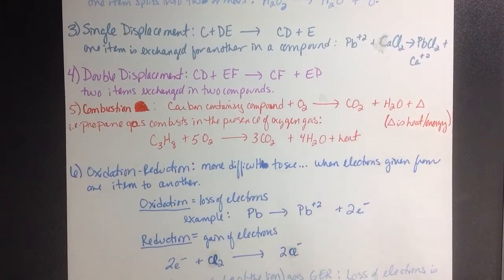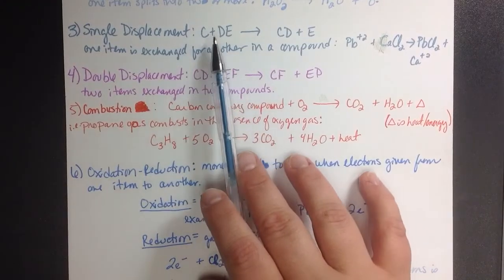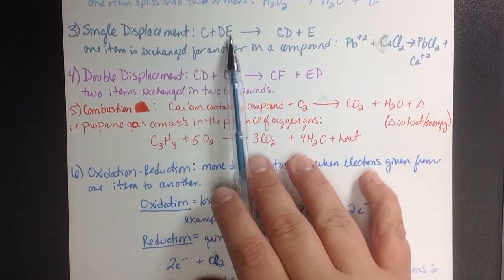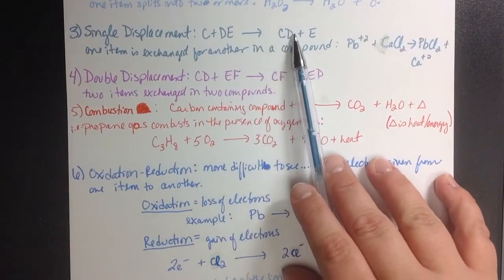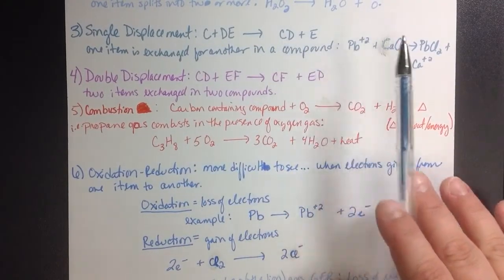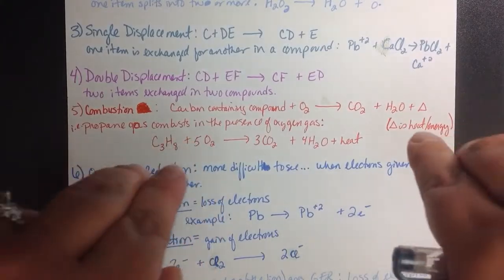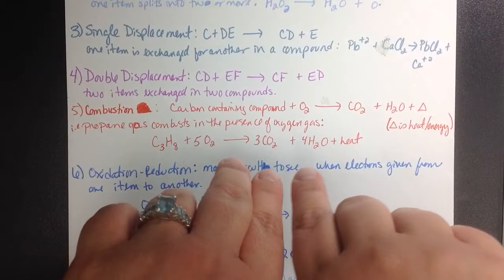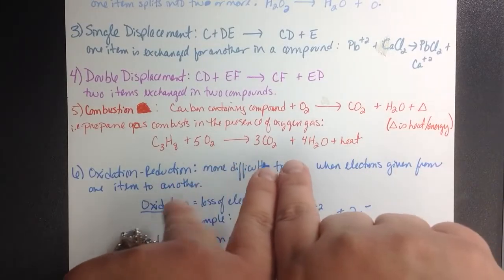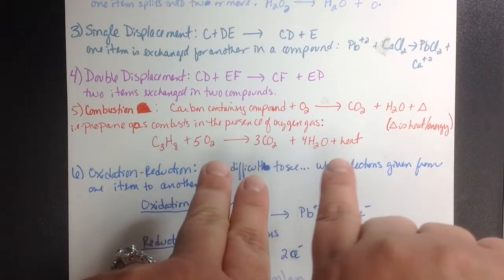Then we have single displacement reactions. So here I've given an example of C plus D and E. C kicks out E, and you end up getting C and D, and E is left alone. So imagine this is like those little pendulums that swing. So imagine 3 things, one's coming in, one's getting kicked out. So that might be easier, okay?